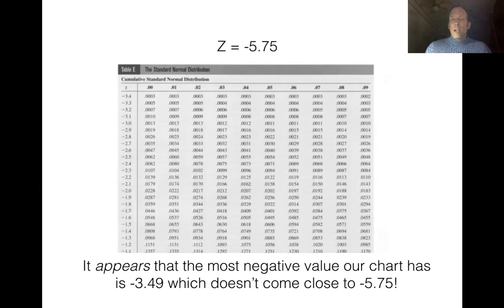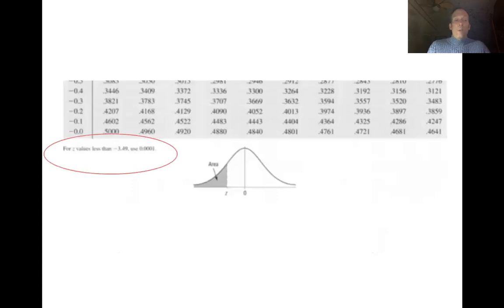So how do you figure it out? What's the answer? Is something wrong in your calculations? And maybe you've checked your calculations over and you're still getting Z equals negative 5.75. So what's going on? Here's the answer. In our Z tables, we have a little footnote that helps us figure this out. At the very bottom, it gives us a note and it says for Z values less than negative 3.49, use 0.0001.